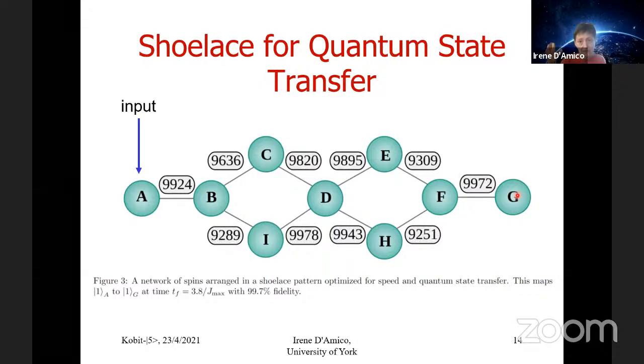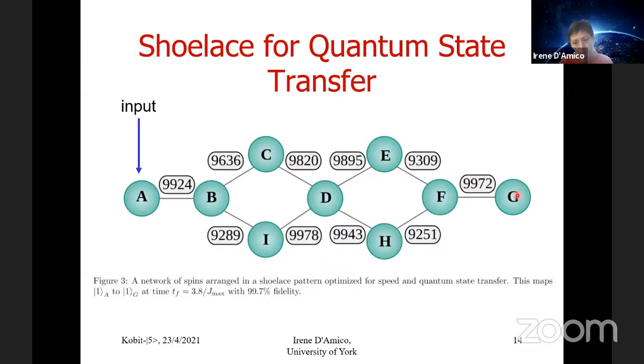So at that particular instant in time, for the requirement of perfect state transfer, the state in G is decoupled from the rest of the network, and it is the same quantum state you injected at the beginning in the input A, but you have to collect it. It will not be frozen there.